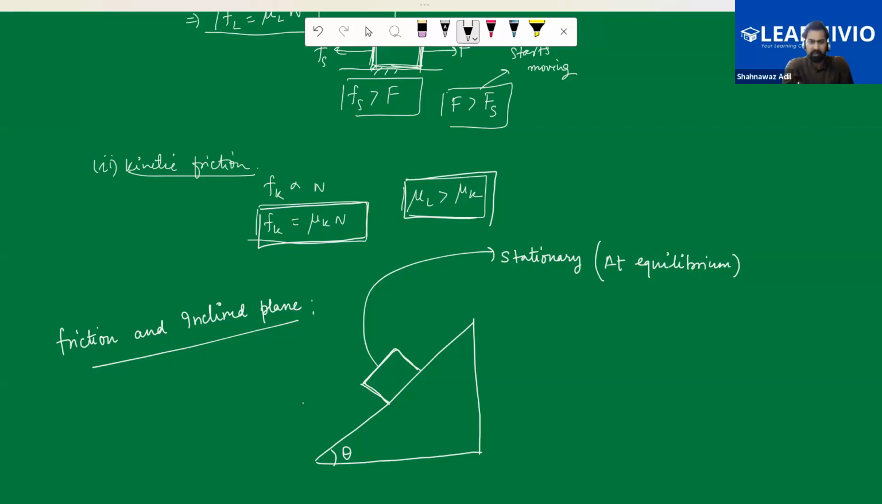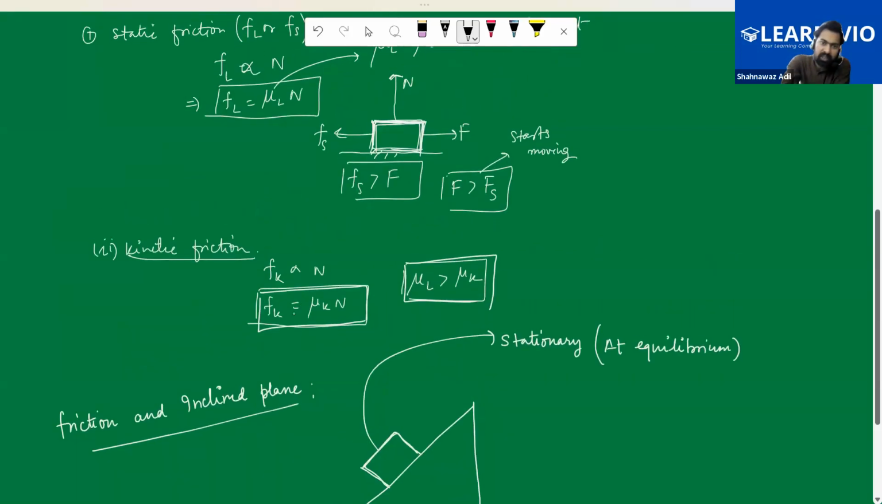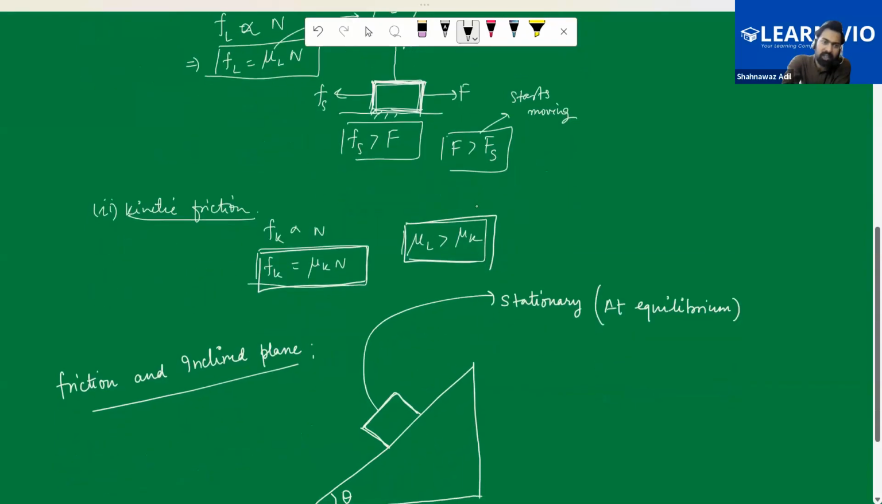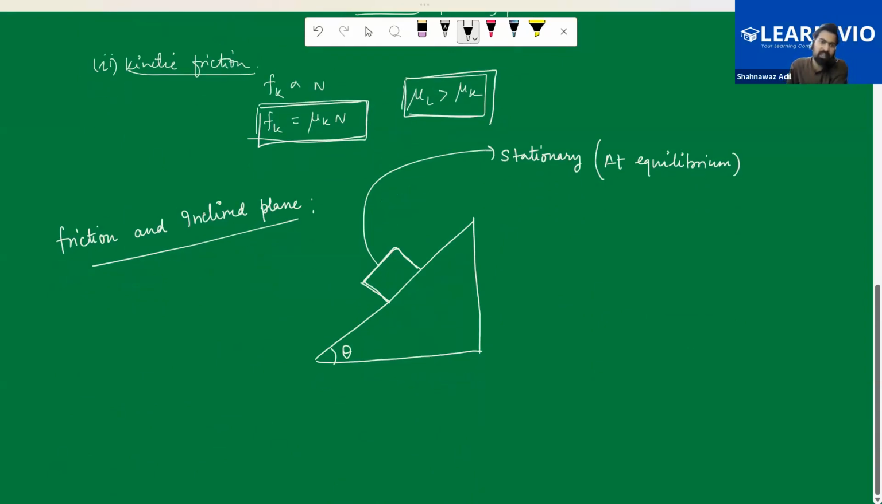Okay, so now we have this static friction and we have this kinetic friction, right? And mu s is greater than mu k. So that is what I discussed. Now we have to understand this thing which is very important, and that is friction and the inclined plane.